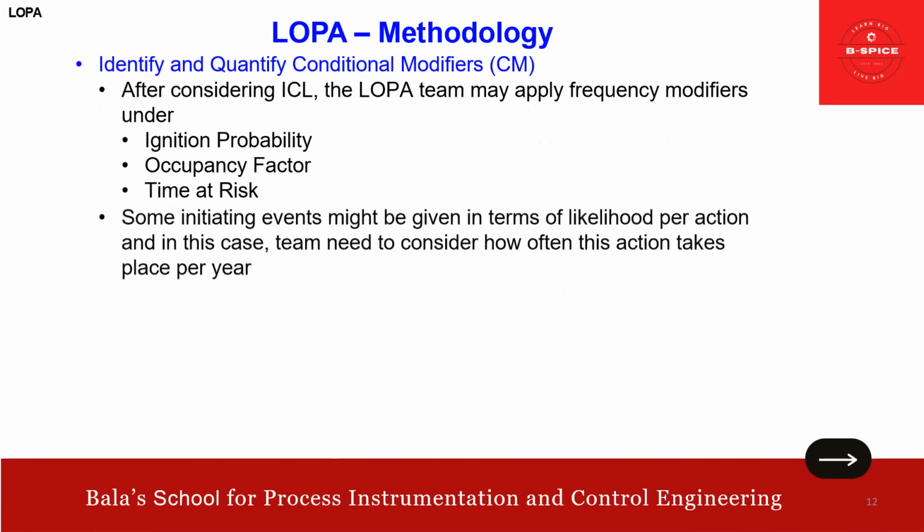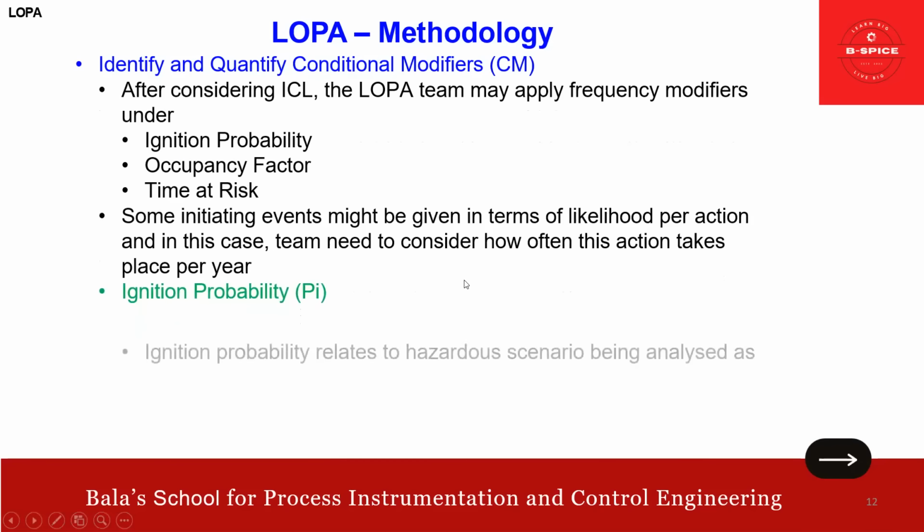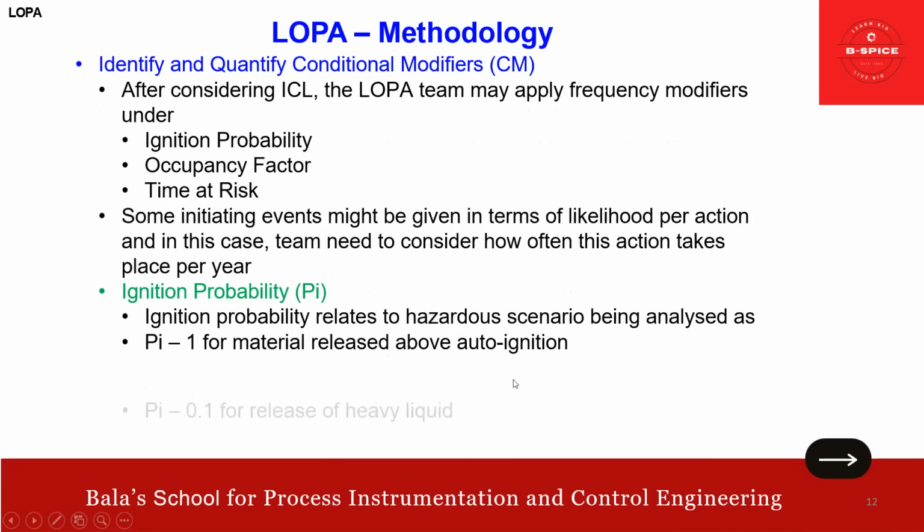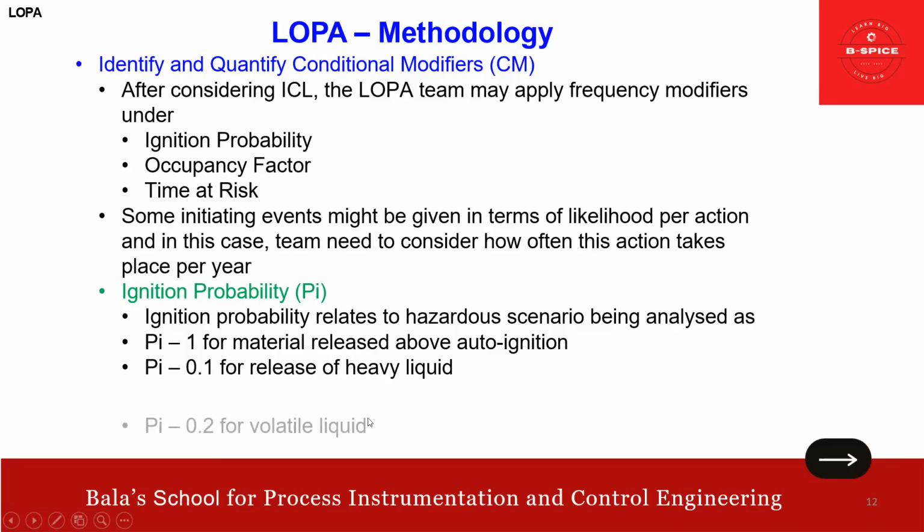Remember this, very important. So, now I'll go to the ignition probability. Ignition probability relates to the hazardous scenario being analyzed, as PI. One means material release above auto ignition temperature. PI 0.1 means release of heavy liquid. If a volatile liquid, you put 0.2. Flammable liquid, you put 0.3. So these things we need to keep in mind, friends. Very important for the conditional modifier.